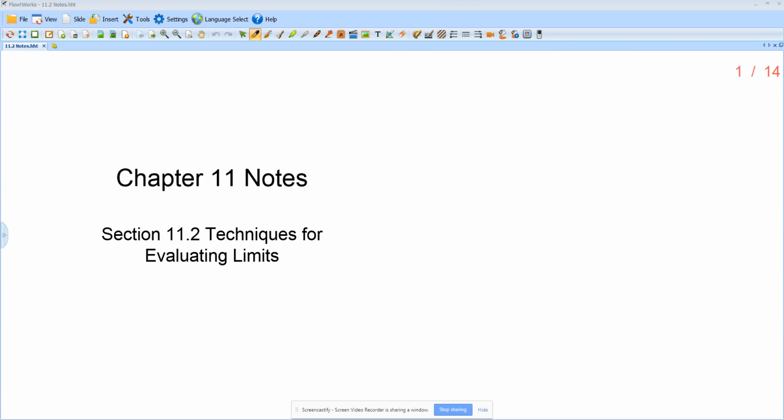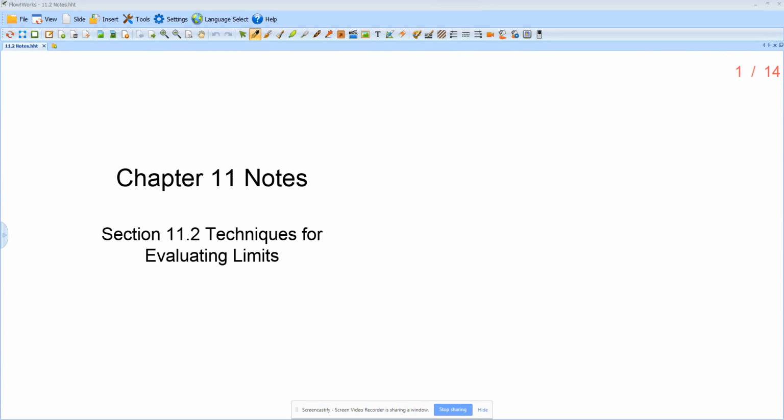All right, welcome to section 11.2. In 11.2, we're talking still about limits, but we're talking about some actual techniques for you to evaluate limits. So if you did that 11.1 homework, you probably noticed that a lot of times when we were looking at tables or graphs, it was like, I don't know exactly what that is. And some of you really struggle with that.